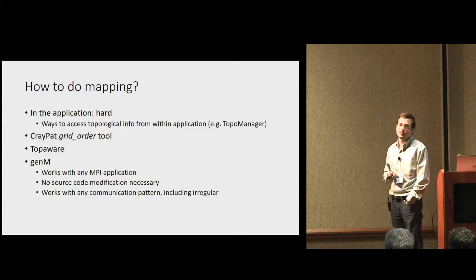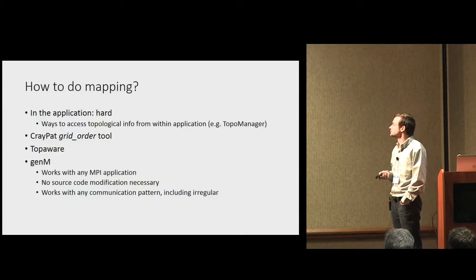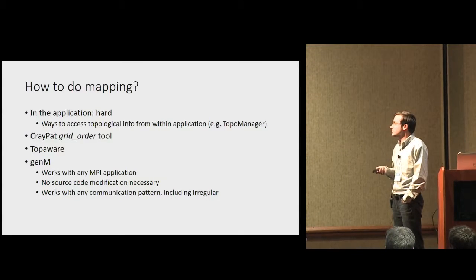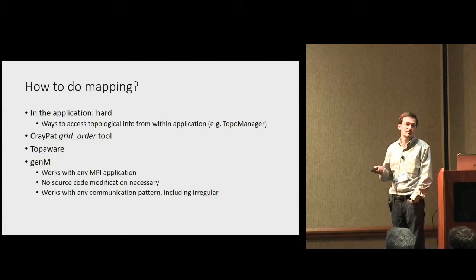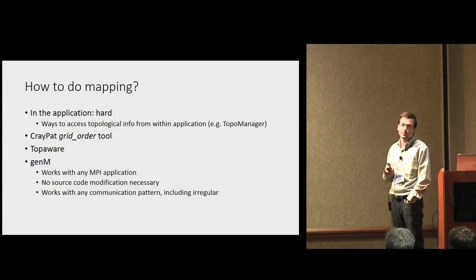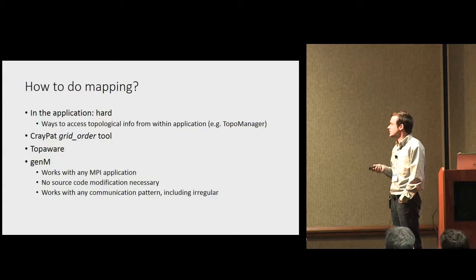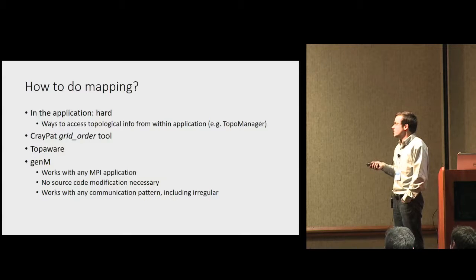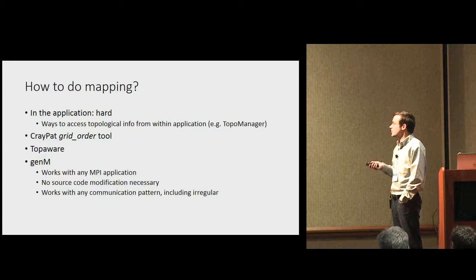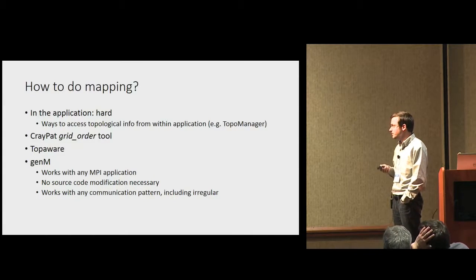So now the question is, if you want to do mapping, how do you do it? Of course you can do it in the application, but that's hard. The application developers need to know how to do it. There are ways to access topological information. We have our own library called Topo Manager to do that. Other ways to do mapping include using the grid order tool in the CrayPat, or using Topo-Aware, which I'll briefly describe. And then we have our own mapping tool, which is a general mapping tool, so I'm going to talk more about that.